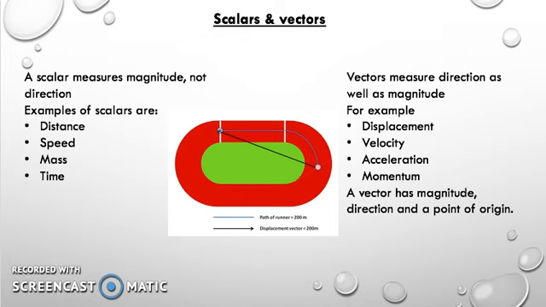Vectors measure direction as well as magnitude. For example, displacement, velocity, acceleration, and momentum are all vectors. A vector has a magnitude, direction, and a point of origin. In basketball, you use velocity when sliding on defense. Use acceleration when you get beaten on defense and have to turn and run back to get in front of the attacker.